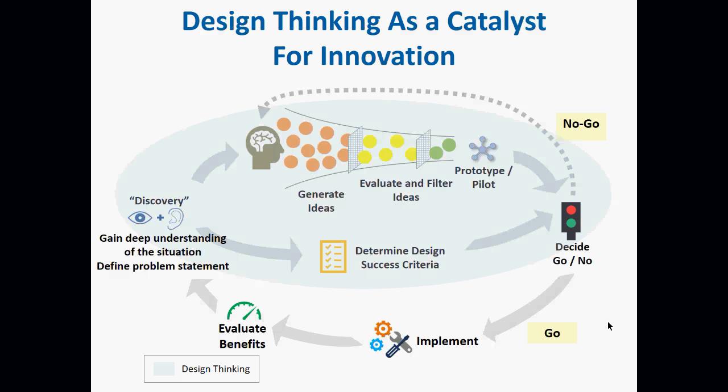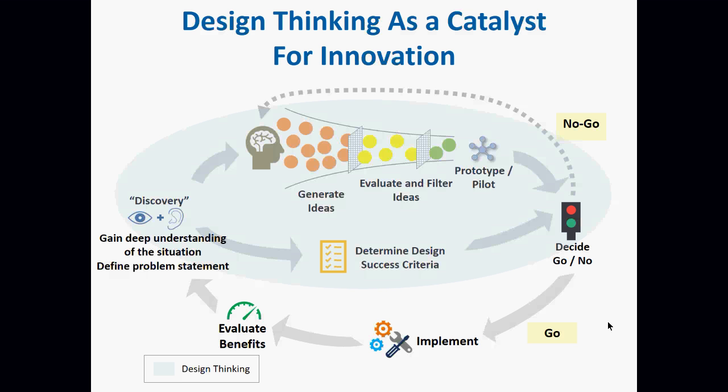The outcome of go no go, as you can see, if it's go, goes towards implementation and evaluation of the benefits of the organization's investment, while the no go can go anywhere: back to generation of ideas, or back to the prototype if it's a minor edit. Sometimes it could even go back to the discovery phase for better customer empathy if needed. So this is a broader level.